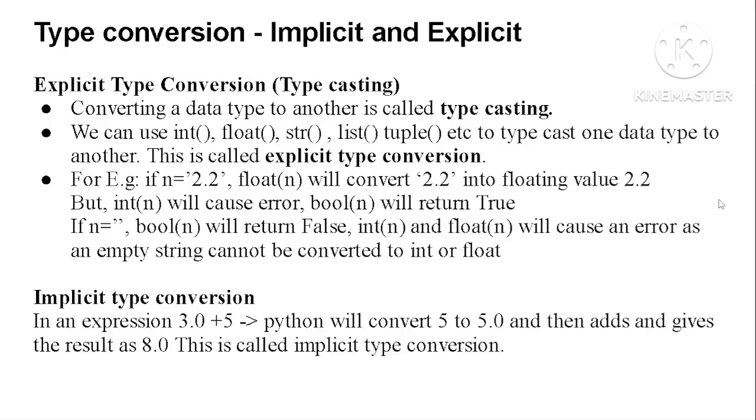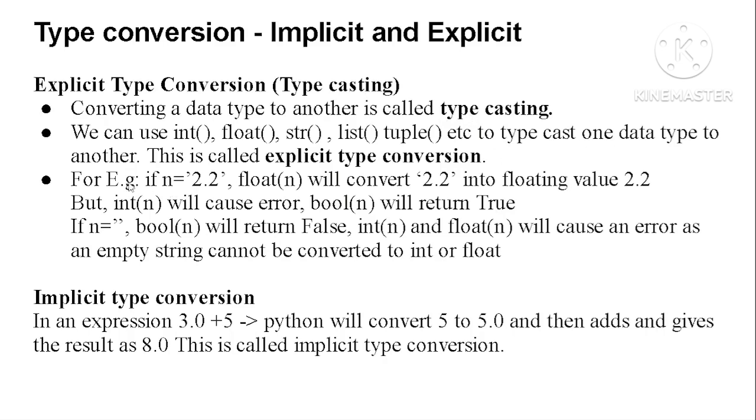Type conversion means converting one data type to another data type. There are two types of type conversion, implicit and explicit. Implicit type conversion is also called as typecasting. Converting one data type to another is called typecasting.